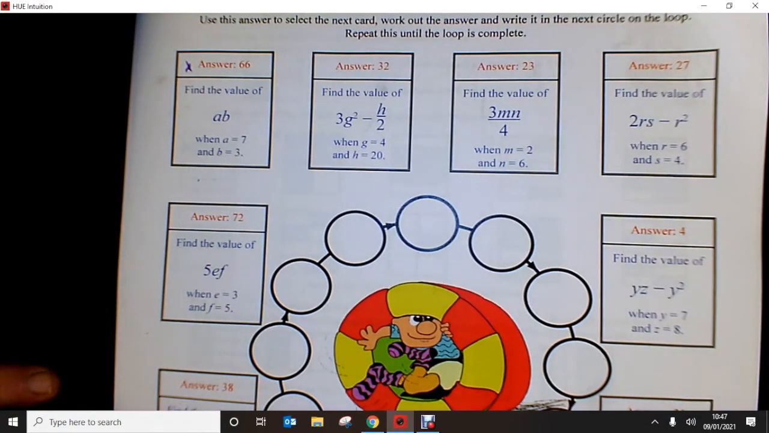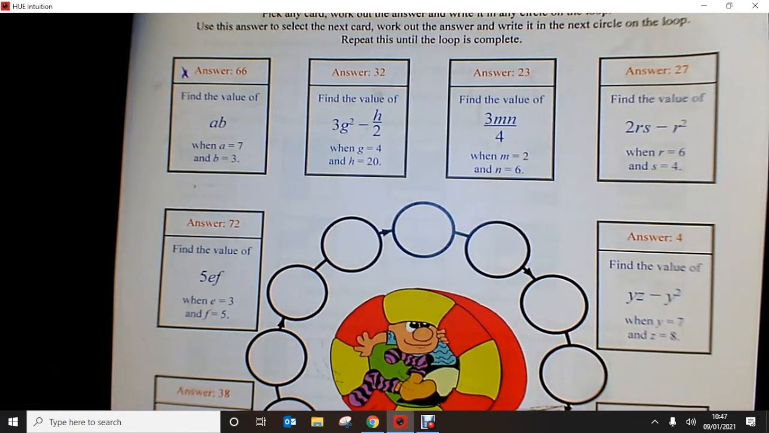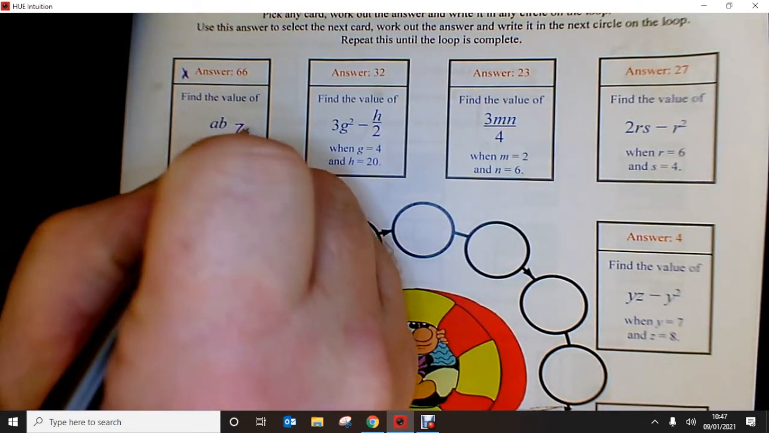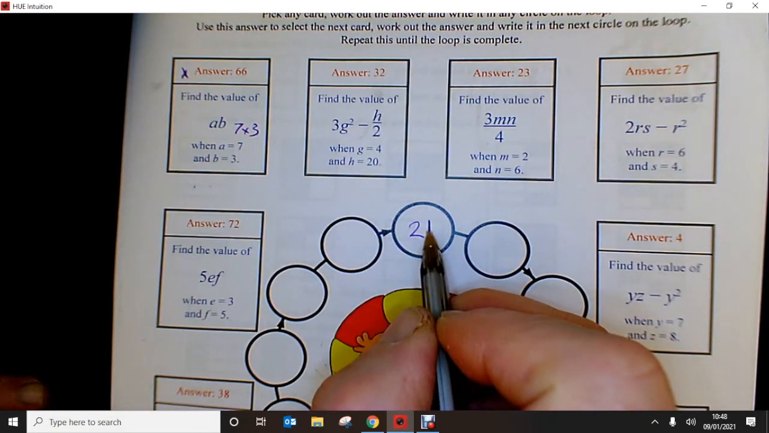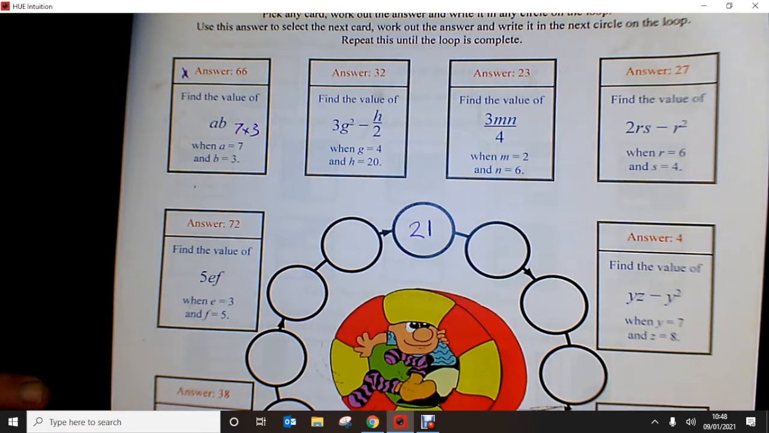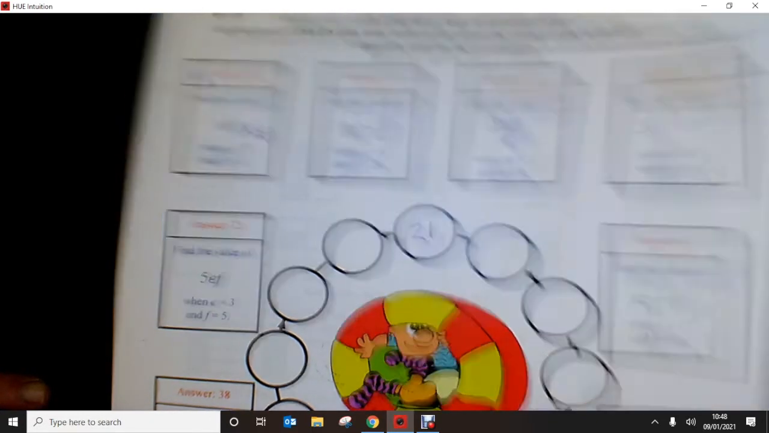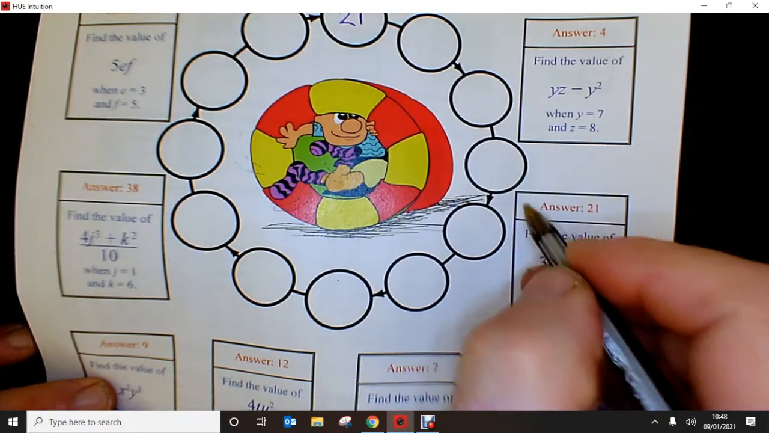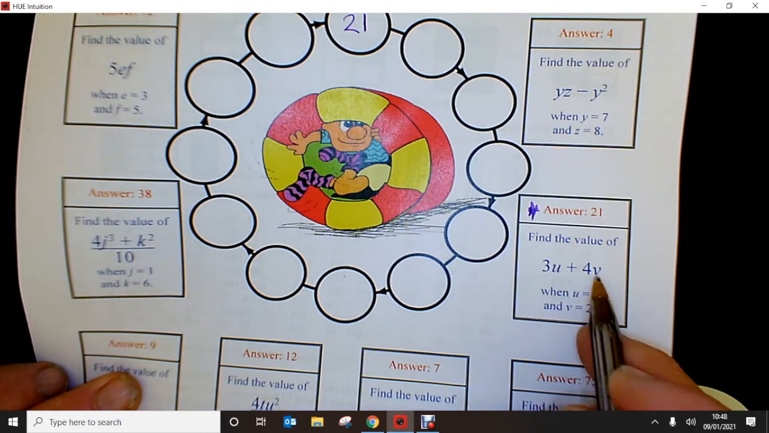AB, so that's A multiplied by B, okay, and I've got 7 and 3, so I've got 7 times 3. That's going to give me 21, so I'm going to start up the top there. 21. Okay, that's going to lead me to this card here.